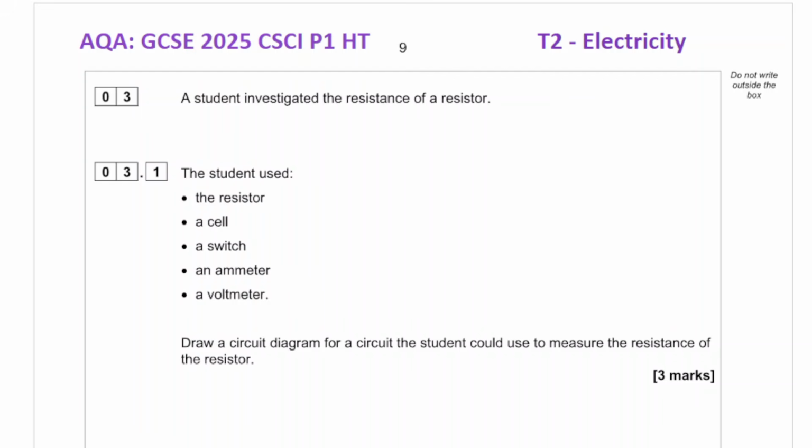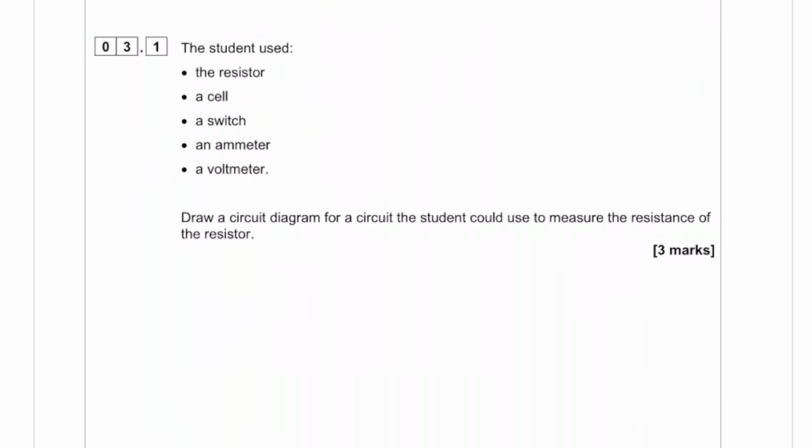In this video, I'm going to go through the AQA Combined Science from 2025 Physics Paper 1 Higher Tier. Question number 3 is on the topic of electricity. A student investigated the resistance of a resistor. The student used the resistor, a cell, a switch, an ammeter, and a voltmeter. Draw a circuit diagram for a circuit the student could use to measure the resistance of the resistor.